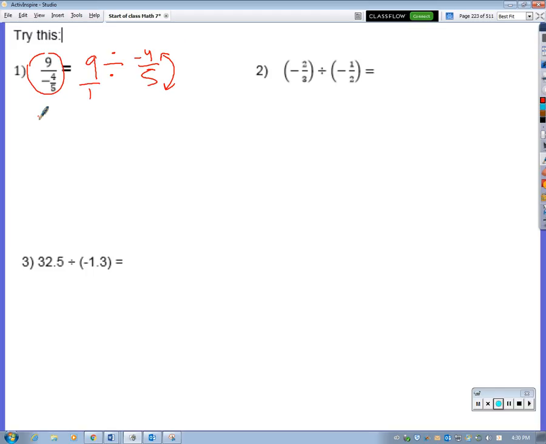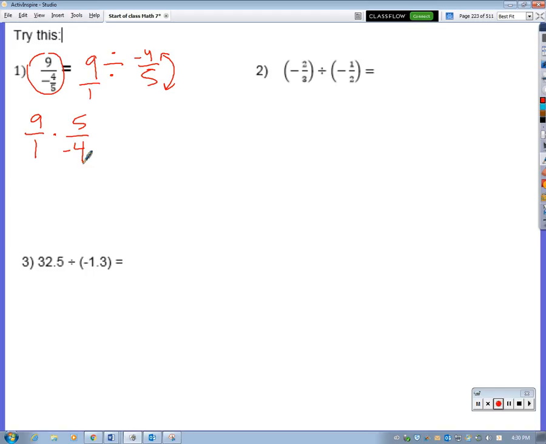So now we've got 9 over 1 times 5 over negative 4. Okay? And again, you could put this negative wherever you like. It doesn't really matter. It started out front. I put it on top. Now it's on the bottom. It could be negative 5 over positive 4. Doesn't matter at all.